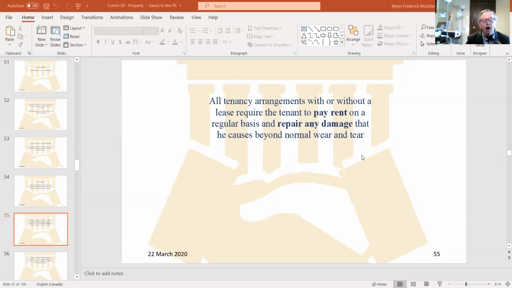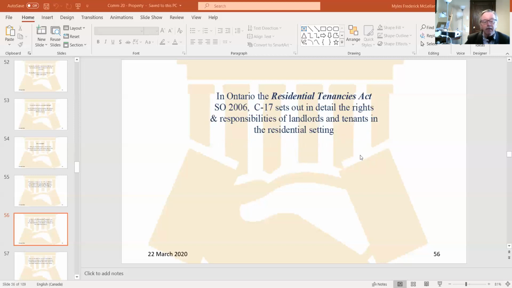Okay. All tenancy arrangements with or without a lease have an obligation for a tenant to pay rent on a regular basis as agreed upon, and to repair any damage that takes place within the leasehold premises beyond normal wear and tear. I'm sure you're all familiar with that. The Ontario Residential Tenancies Act, which was put in place in 2006 by the province of Ontario, sets out in detail now the rights and responsibilities between landlords and tenants in residential settings. So again, it's residential tenancies, doesn't deal with commercial tenancies.